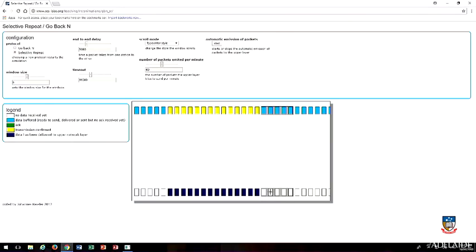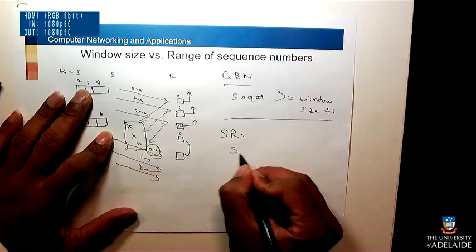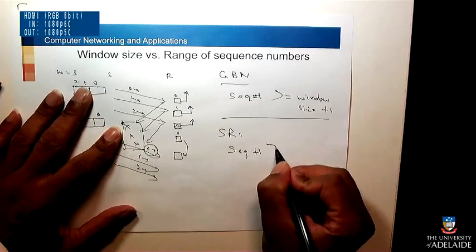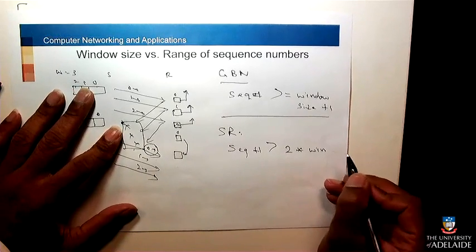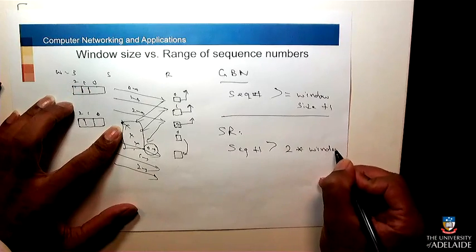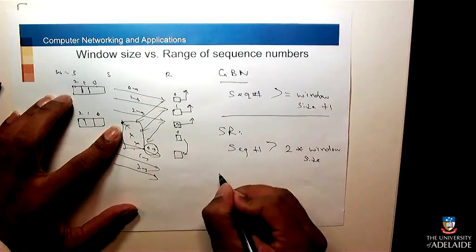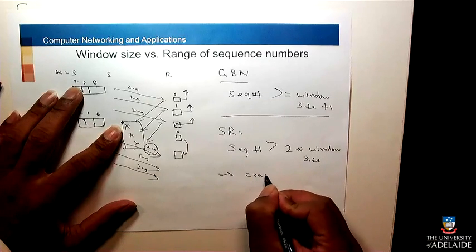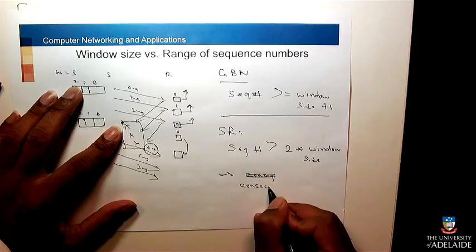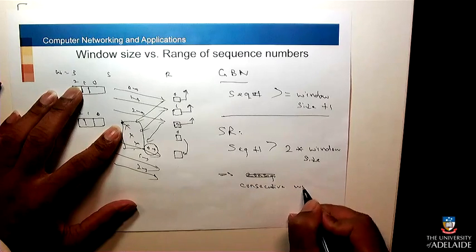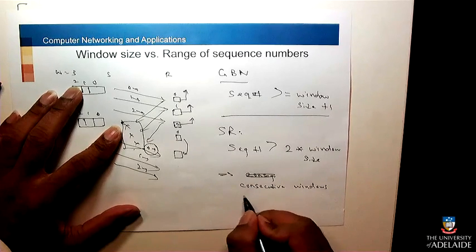If you're not convinced, you can do the same kind of example as what I did and convince yourself that that is the case. So in terms of selective repeat, sequence numbers must be greater than or equal to 2 times the window size. Why? Because of consecutive windows.